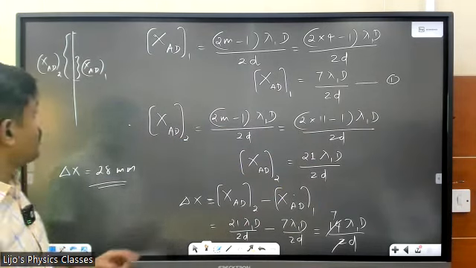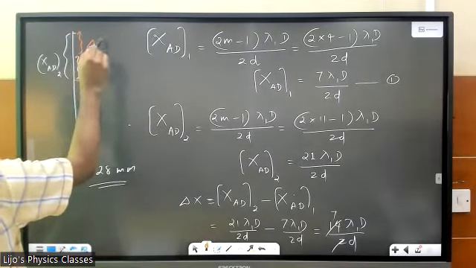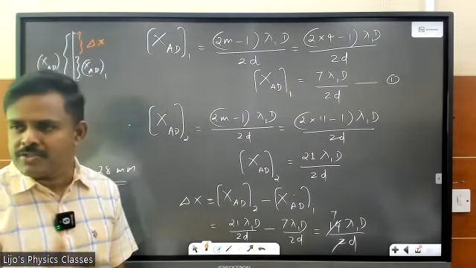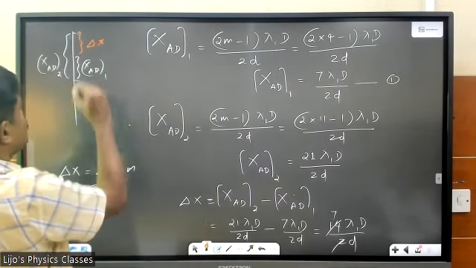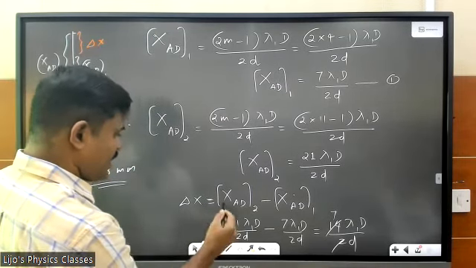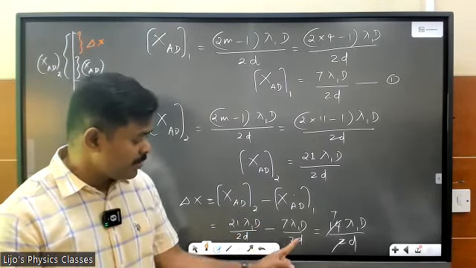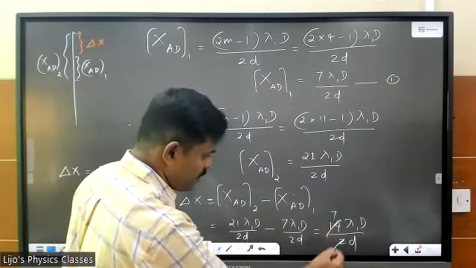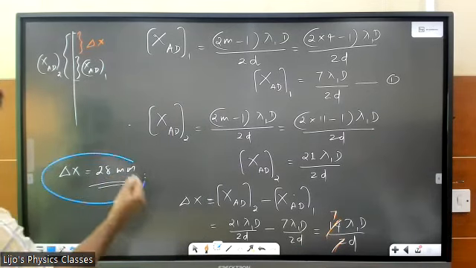Okay. So I got this distance. What I want is the distance between the first absolute darkness and second absolute darkness, the regions of successive darknesses, right? Correct. Then I can find this distance how? This distance minus this distance, right? So delta x is equal to x_AD2 minus x_AD1. What is it? 21 lambda 1 d by 2d minus 7 lambda 1 d by 2d. That is 14 lambda 1 d by 2d, right? So 14 and 2 are cut. You are left with 7. So finally you get 7 lambda 1 d by 2d.